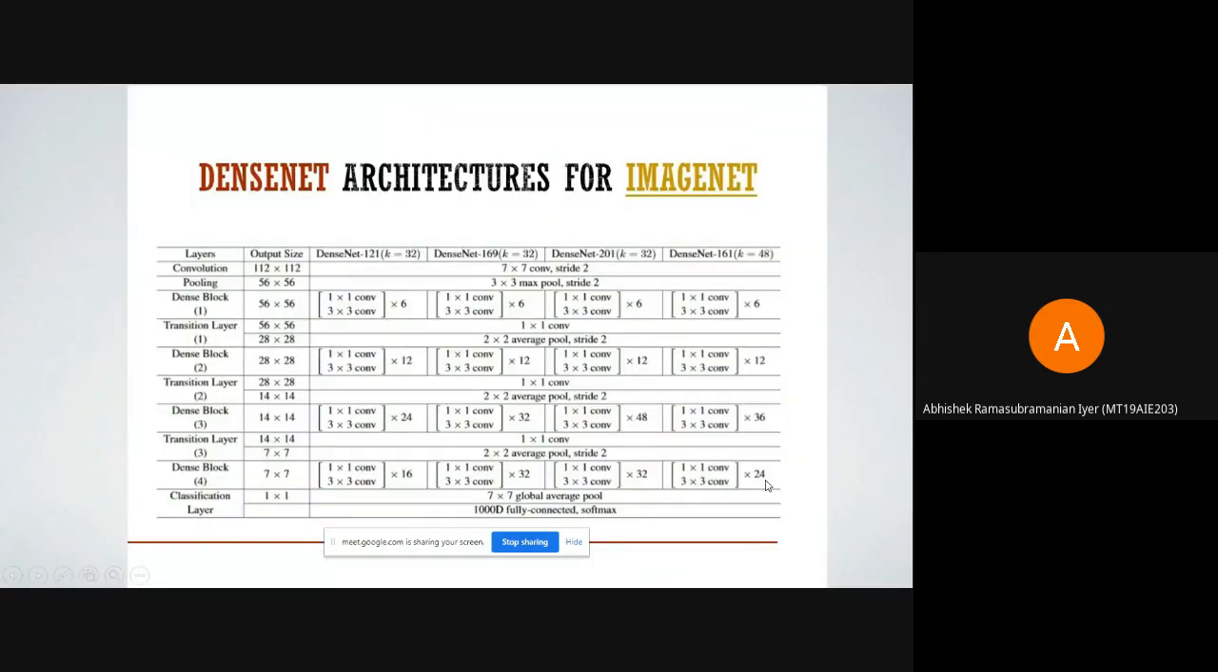Let me just go to the next one. This is nothing but the architecture for DenseNet. Now, as we mentioned, there are various designs or iterations of DenseNet: 121, 169, 201, as we see here.